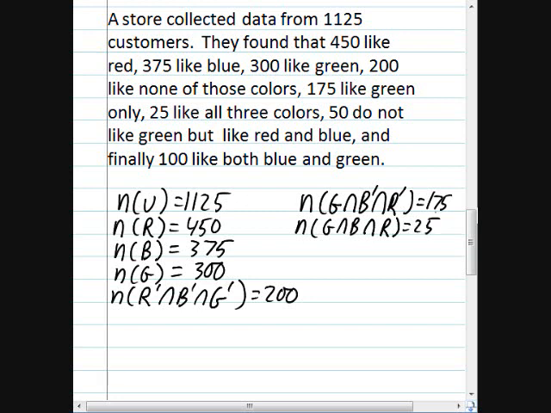We know that 50 do not like green, but they like red and blue. So they are not in G, and they are in B, and they are in R. They like red and blue, but not green. That was 50. And finally, the number that like blue and green is 100. Notice that when we say the number who like blue and green is 100, we know nothing about the set R. Some of those people might like red and some might not.